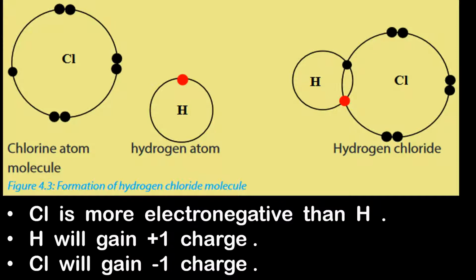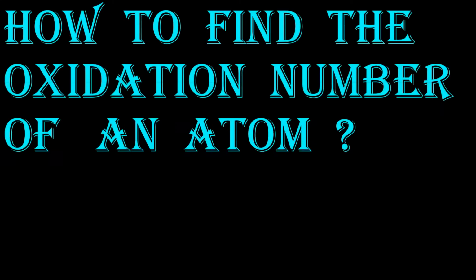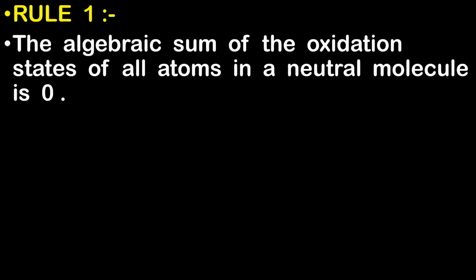Now this was a pretty easy example, but how do we find the oxidation number of an atom in a molecule which is more complicated? To understand that, there are 8 rules that you need to understand. So let's start the 8 rules one by one. Rule number 1: the algebraic sum of the oxidation states of all atoms in a neutral molecule is 0.